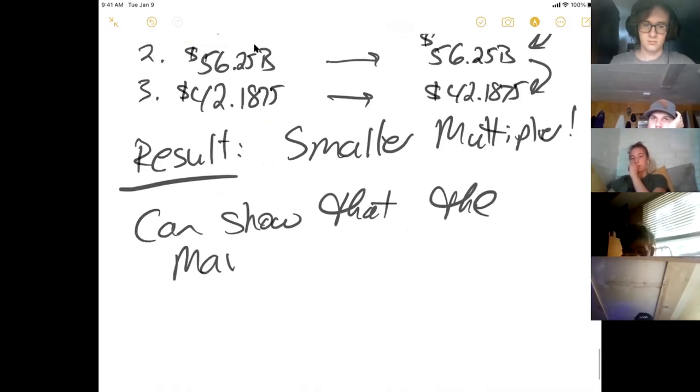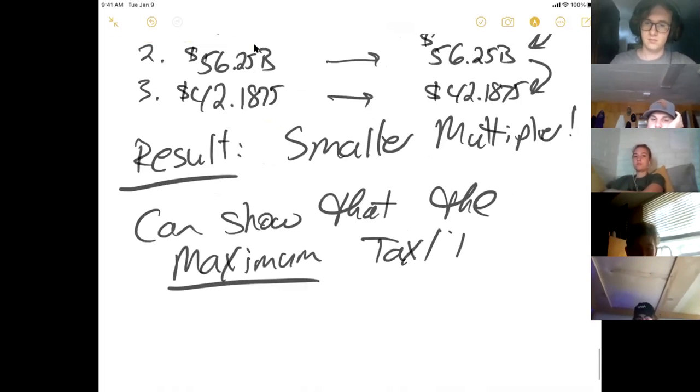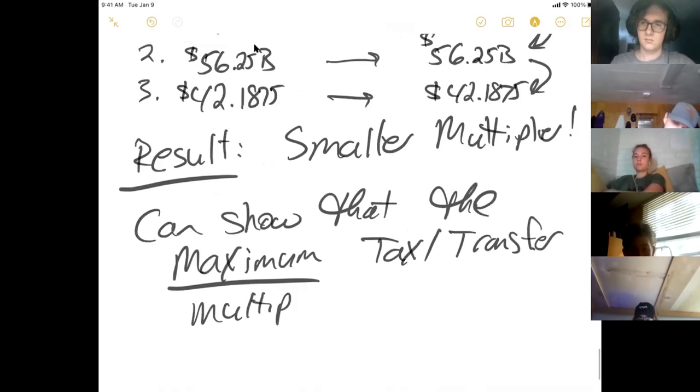You get a smaller multiplier than the government spending multiplier. You can show that the maximum tax transfer multiplier is the following.